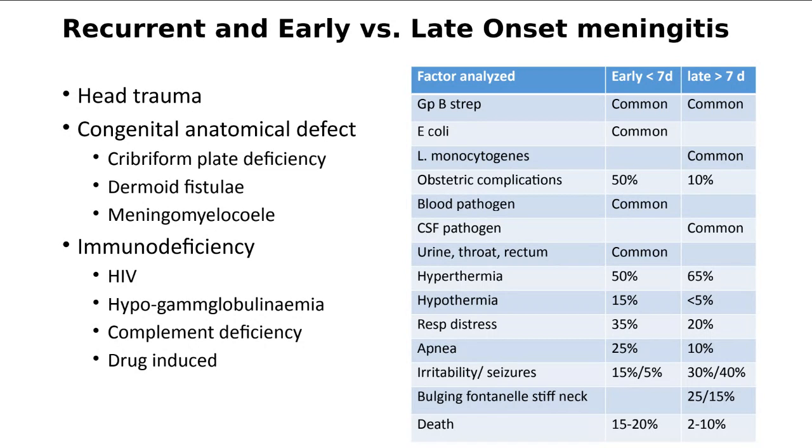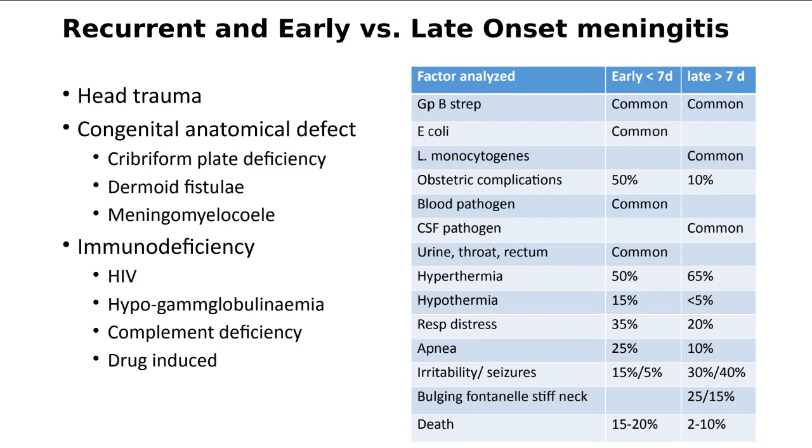When we compare early onset to late onset meningitis, you'll see from the table here some of the issues that are common for some pathogens. As you compare this to babies who are less than 7 days of age or children who are older than 7 days, those who are less than 7 days of age, you'll see that group B strep and Escherichia coli are common because these are coming straight from the maternal genital tract. Obstetric complications are common, as are the pathogen being found in the blood.